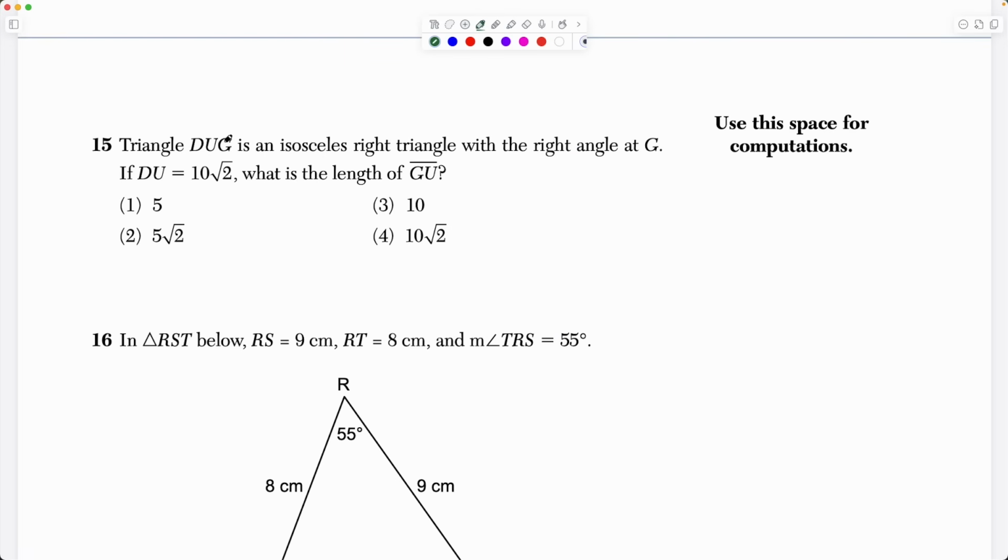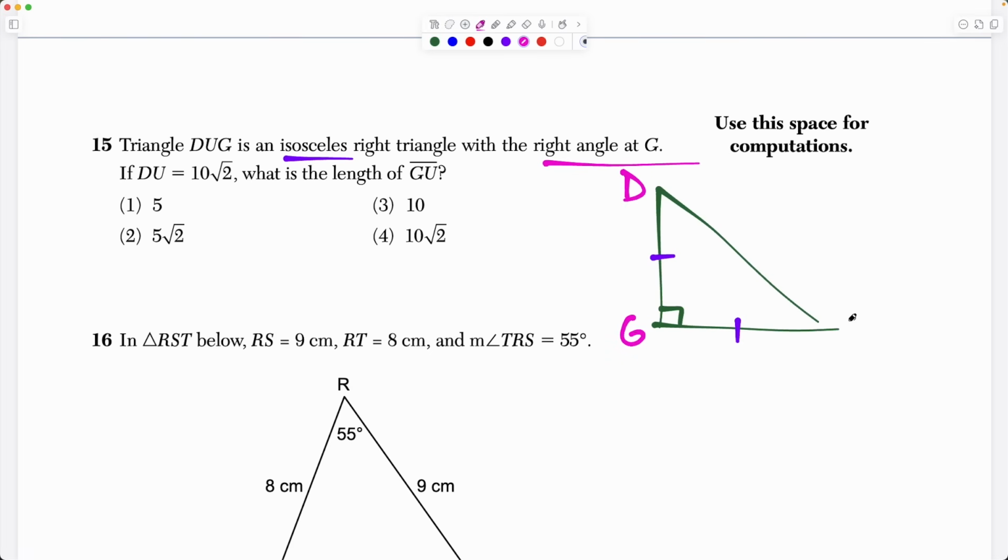Question 15, triangle DUG is an isosceles right triangle with the right angle at G. If DU equals 10 square root 2, what is the length of GU? So for this one, let's go ahead and draw out a right triangle. And we were told in the beginning that this right triangle is isosceles, which means that the two legs are equal in measure. So these two here have to be the same. And they told us the right angle is at G. So if the triangle is DUG, then I could say D is over here and U is over here. I could also have written DUG this way. We would still get the same result.